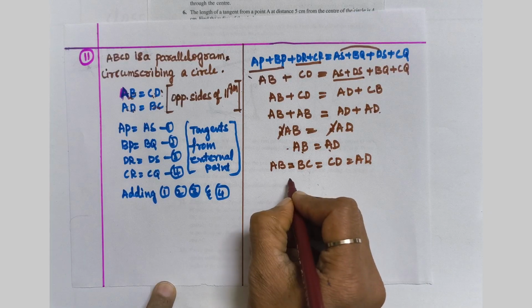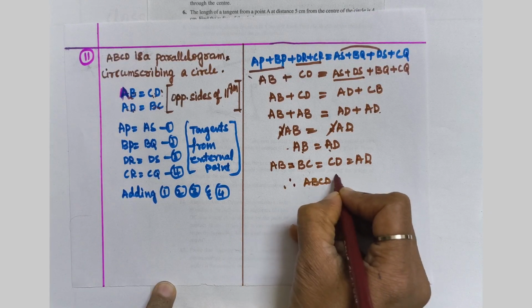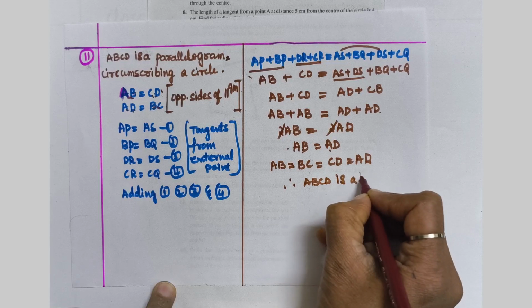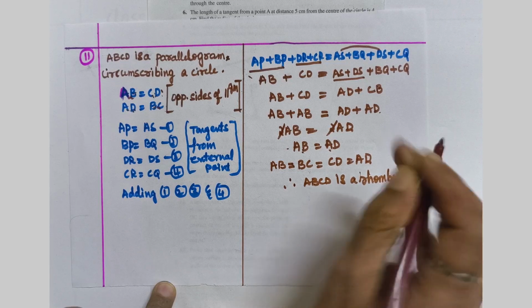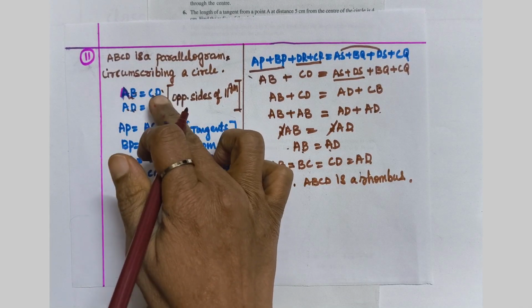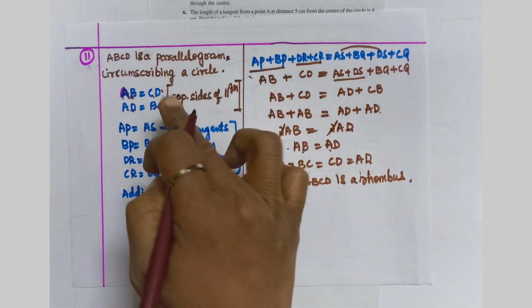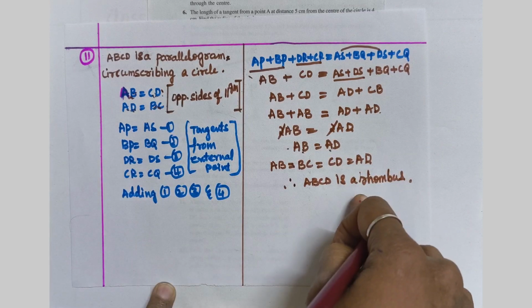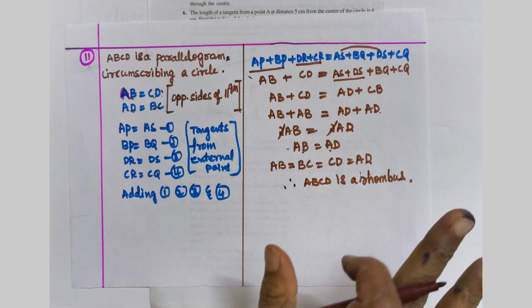All sides are equal means finally we can write ABCD is a rhombus. Write it: it is a rhombus. Rhombus means what? All sides are equal. Now we took opposite sides equal, and we proved what? All sides are equal. So we took a parallelogram, and finally we are proving a rhombus. This is the answer. This last concept you should understand a little bit.